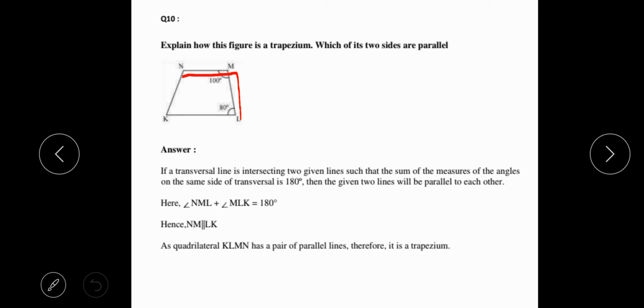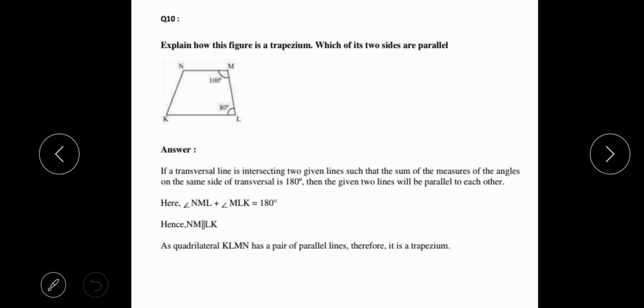Angle NML plus angle MLK. If the sum of the measures of these two angles is 180 degrees, then we can say these two lines are parallel. So here also we have to use the same property.